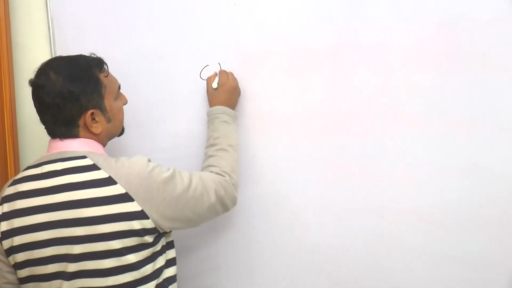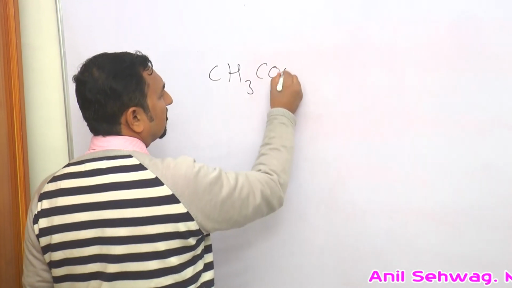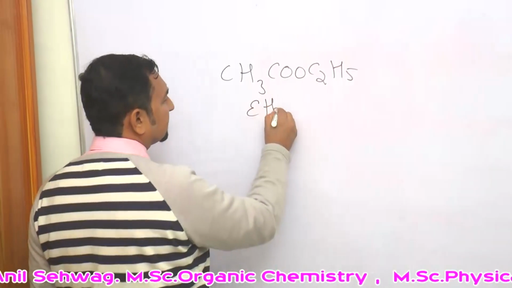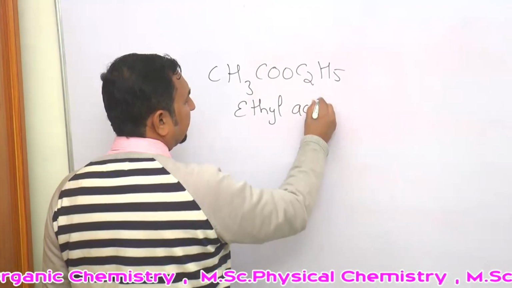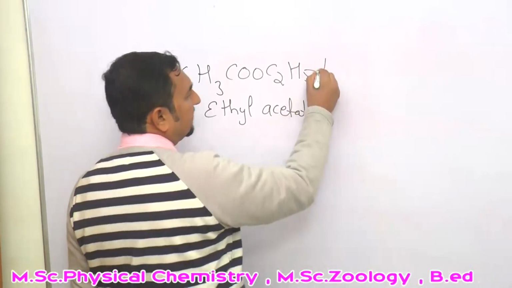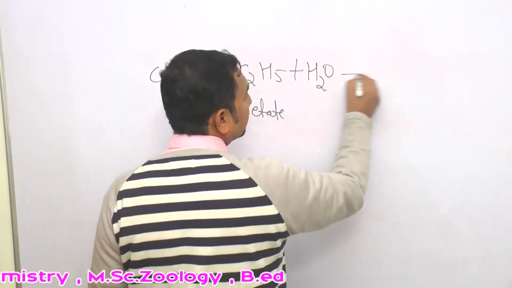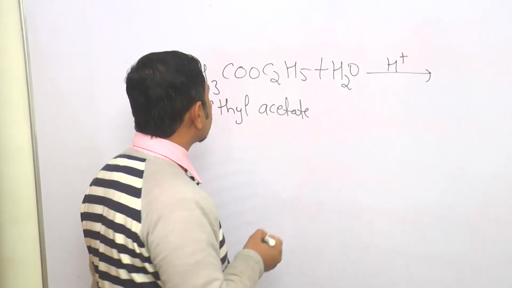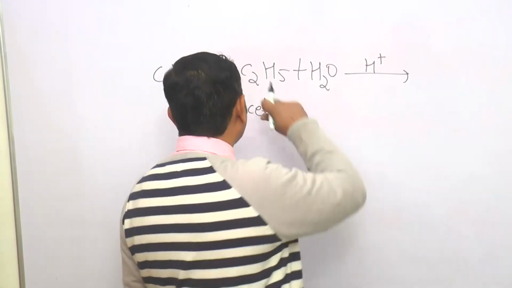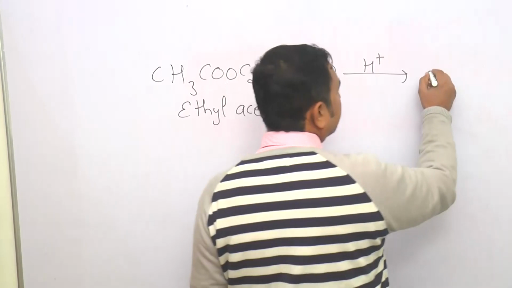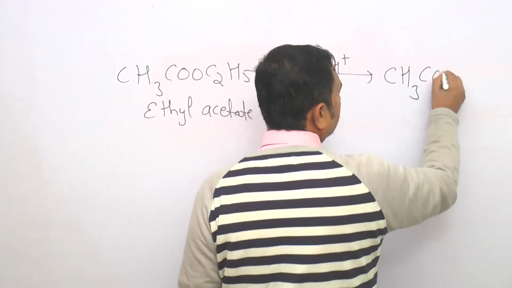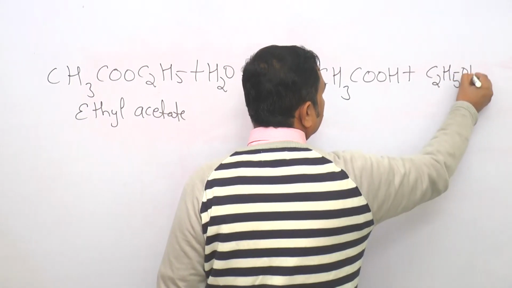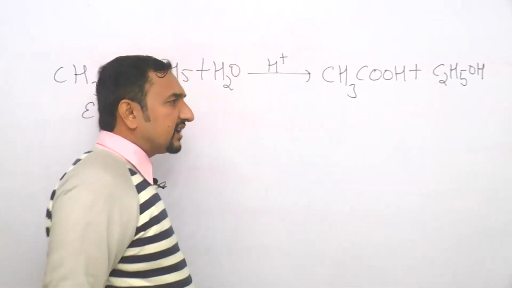Now this is the ester CH3COOC2H5. This is ethyl acetate. Its hydrolysis takes place in the presence of acid, sulfuric acid, that is, in acidic medium. Now esters on hydrolysis give an acid and an alcohol. This is the acid and this is the alcohol, ethanoic acid and ethyl alcohol.